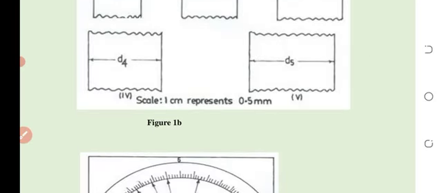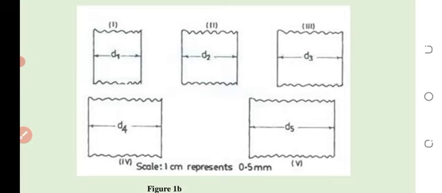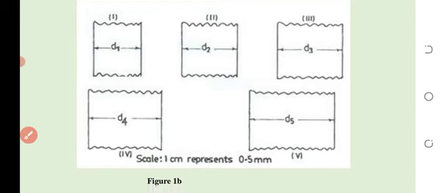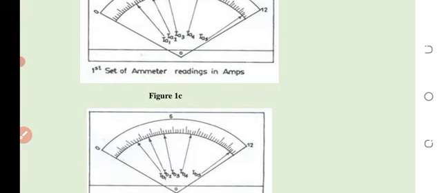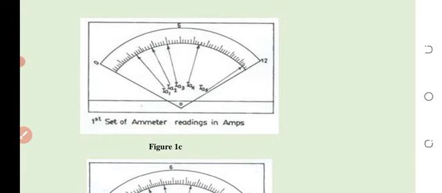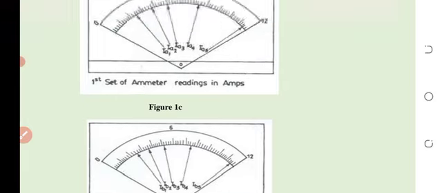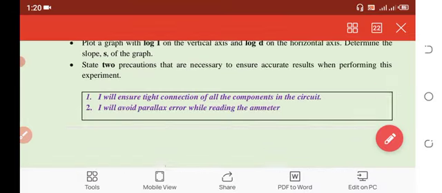Now you can see figure 1b. You can see the diagram here. We have Roman figure 1, Roman figure 2, 3, Roman figure 4, Roman figure 5. All these represent the diameter of wire that varies in the fuse box. And we have figures 1c and 1d, which represent the current that we have on our ammeter during this experiment. Okay, what are we to do with these?